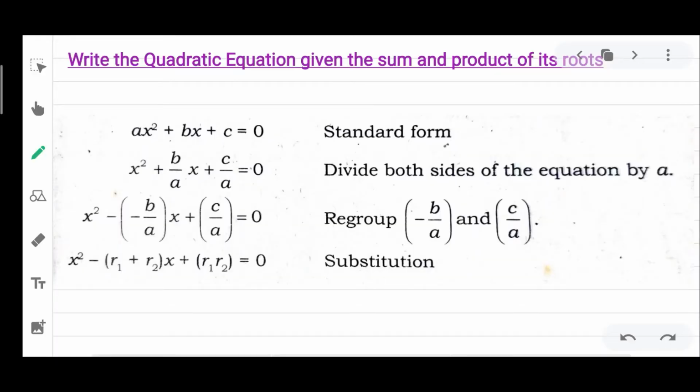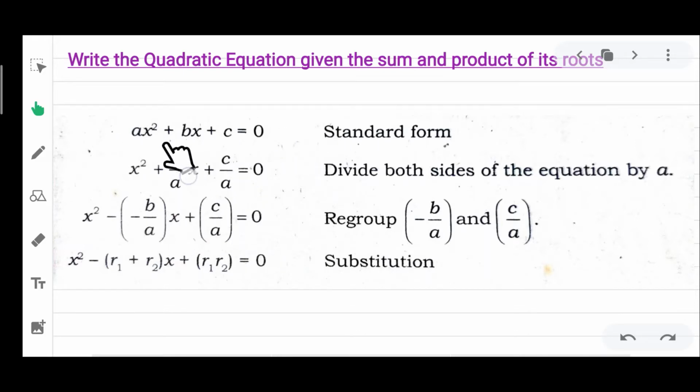Our topic for today is all about writing the quadratic equation given the sum and product of its roots. I know you already understand what the sum and product of its roots are. Ito yung formula for the sum of the roots, and this is the formula for the product of the roots of quadratic equations. So ngayon, given the sum and product of the roots, kailangan nating hanapin yung quadratic equation.